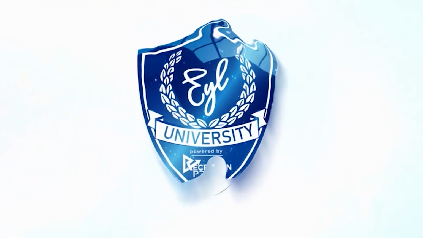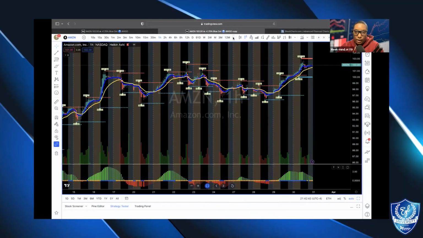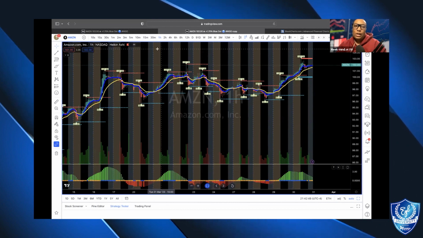Up here is all your different time frames. You can go to the arrow right there and choose whatever time frames you want to be up top. You could star them so they could be in your favorites.